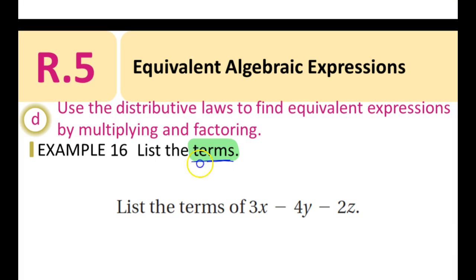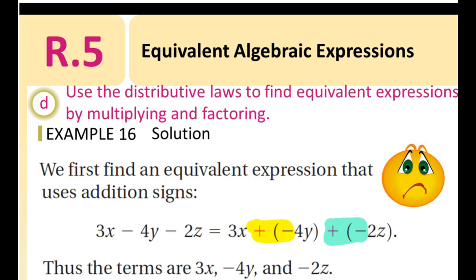So first of all, we need to look at what terms are. And terms are separated by addition and subtraction. So I would say 3x looks like a term. This is not 4y. It's actually a negative 4y, which is the term. And remember, this is not a negative. This is a minus, which is the same in my book. But if I were to ask for the term, I would say negative 2z is the term.